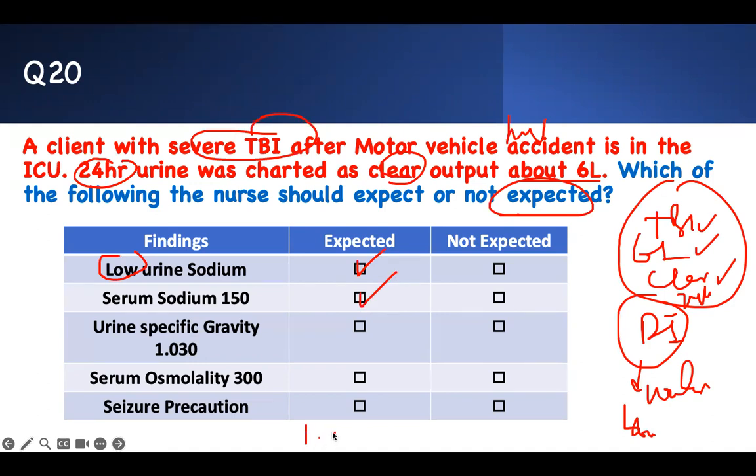Urine specific gravity is 1.003 to 1.030. If I'm in DI and my urine is so diluted, my specific gravity should be less than 1.003. This is 1.030. That means it's normal. It's not expected. If I'm peeing a lot of urine and fluid is lost, my serum should be concentrated. Osmolarity of 300 is too high. It's usually normal, like 285. Seizure, you get seizure when your sodium is low. In the serum, our sodium is high, therefore it's not indicated.